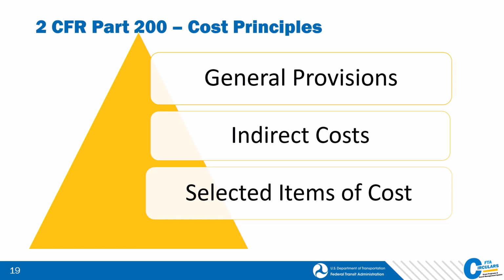For contracts, the cost principles are included under the Federal Acquisition Regulation, FAR, Subpart 31.2, Contracts with Commercial Organizations, codified at 48 CFR 31.2, Appendix D.